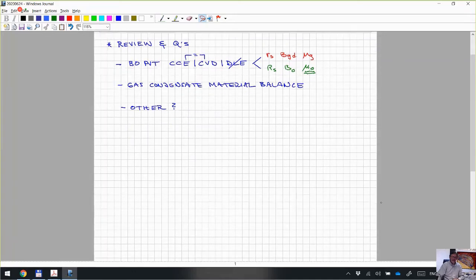So the next thing that we didn't get around to doing, we talked about the dry gas material balance, and we didn't really discuss the effect or whether you could use those dry gas material balances for gas condensate. So we're going to talk about that topic now.